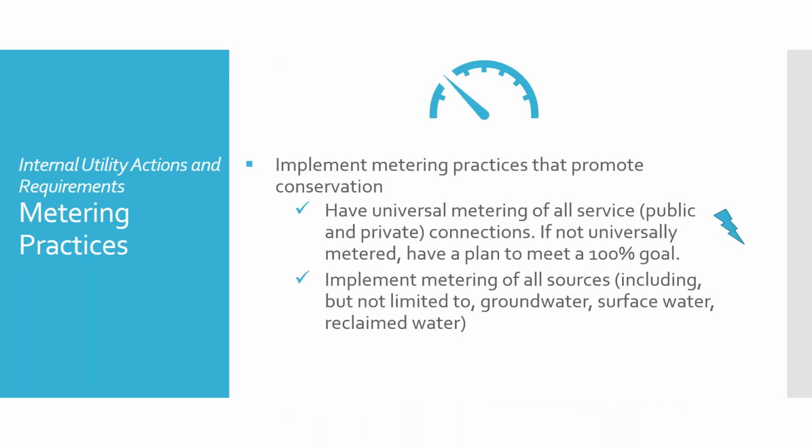Next slide. So, all right, that's the top-level organizational functions. And so now we're going to move into the internal utility actions and requirements. First up is the old saying that you can't manage what you can't measure, so you meter. The first bullet, we want utilities to be metering. The first bullet for universal metering is not new, but it is stricter in this new version. The expectation is now that the utility will be fully metered so that everybody is being measured.